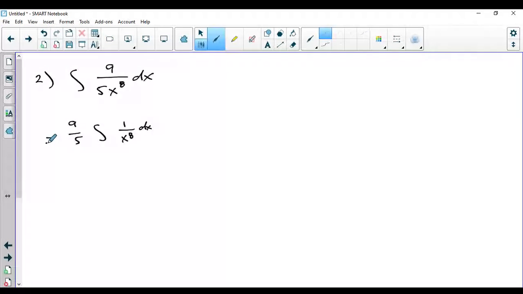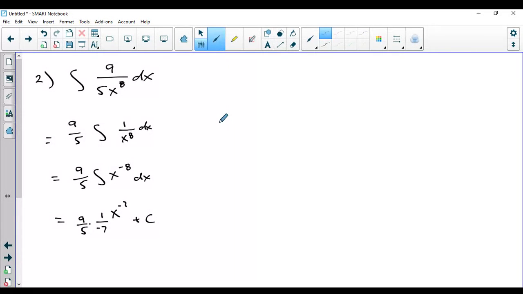And so what you want to do here is rewrite this as x to the -8 so that you can use the power rule. The power rule says add 1 to the power. If I add 1 to -8, I get -7. And then multiply by 1 over that new power. And then don't forget that I have my 9/5 out here, and then again, plus c.